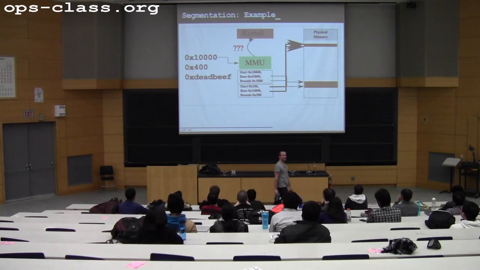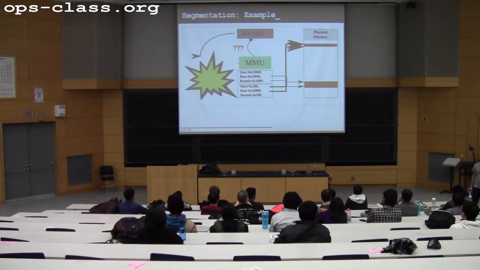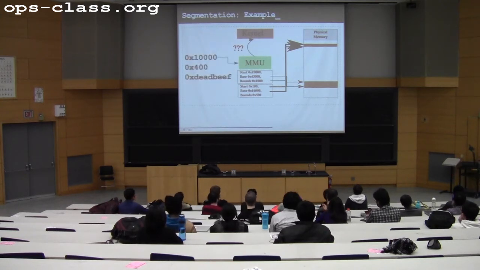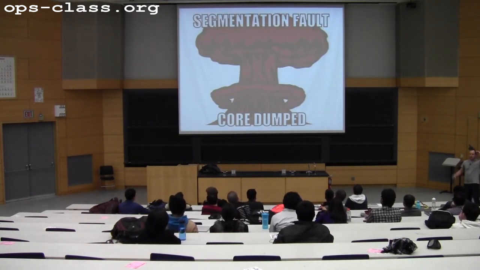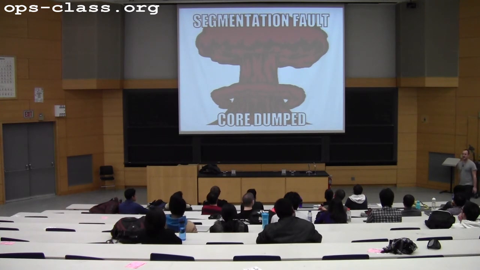But just for fun, what do you think is going to happen when the process tries to translate dead beef? Yeah, the cartoon explosion. But again, this could have been a valid address. It's not that the kernel was offended by the semantic meaning of this address. It's just not in a segment. And here it is, finally, the one thing that you thought you'd get out of this class. So now you know what a segmentation fault is.